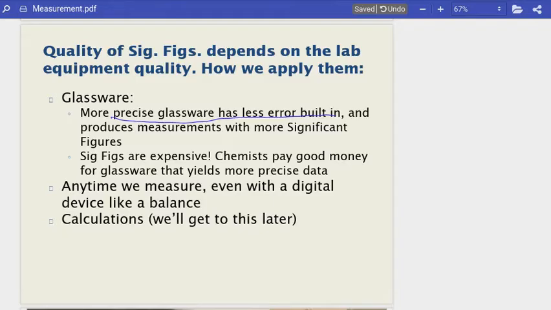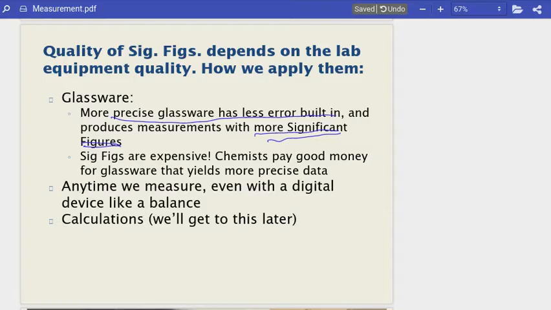When we have less air and more precise glassware, we have more significant figures that are a result of those measurements. Sig figs are expensive. Chemists pay good money for glassware that yields more precise data. So a beaker is going to be a couple bucks, a burette, a couple hundred. So we pay for quality data.